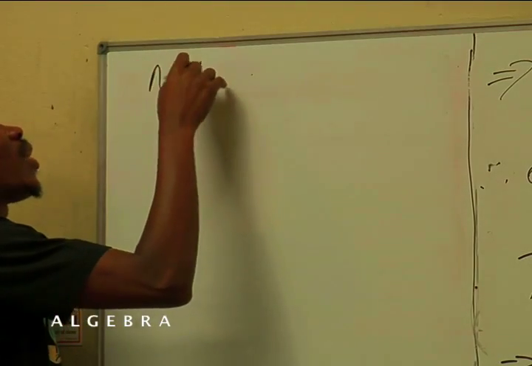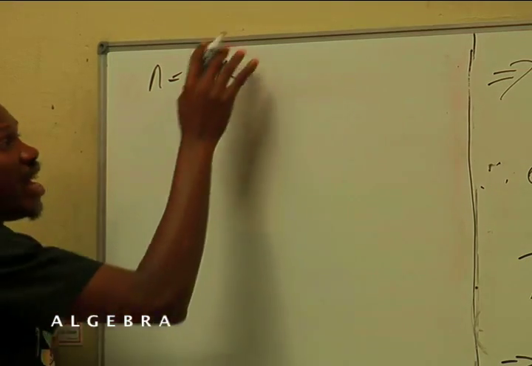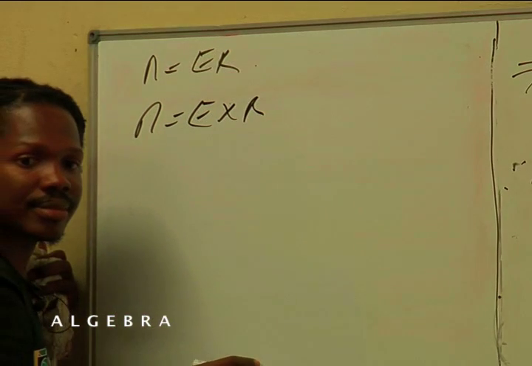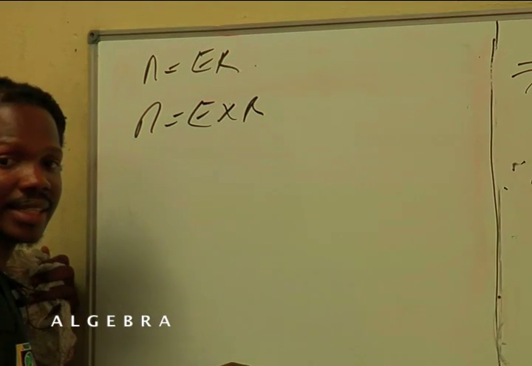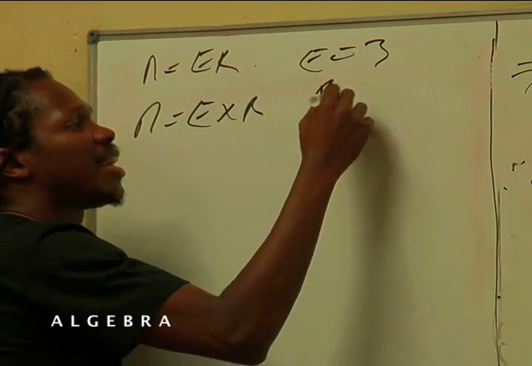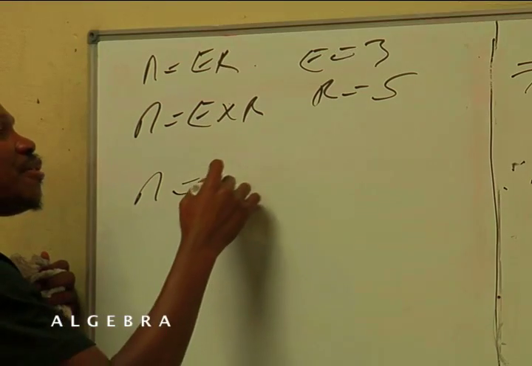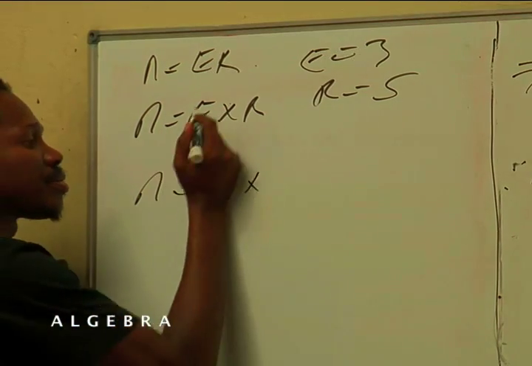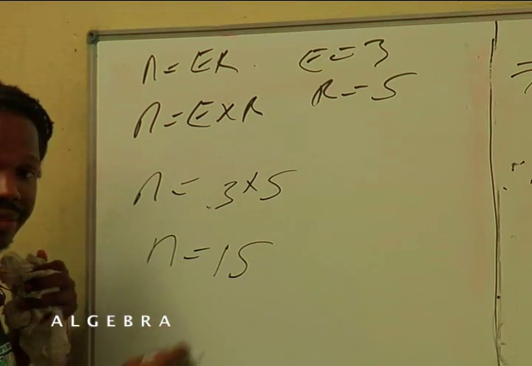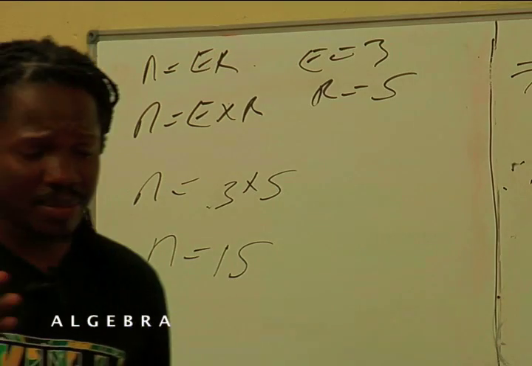If n equals ER, then the relationship is that n equals E times R. You understand that? So if they tell you that E equals 3 and R equals 5, then n equals 5 times 3. You see? Very simple.